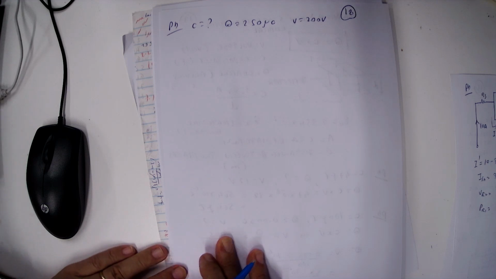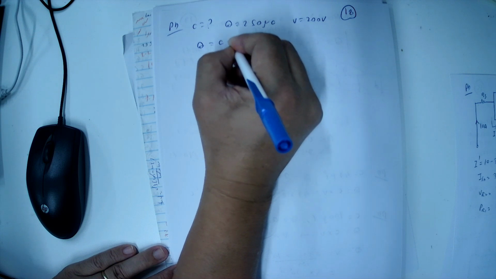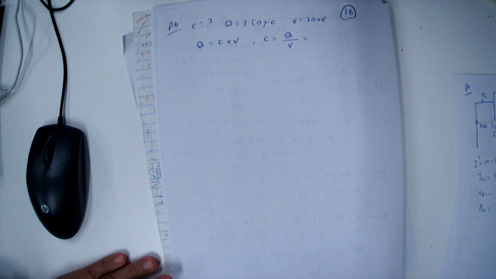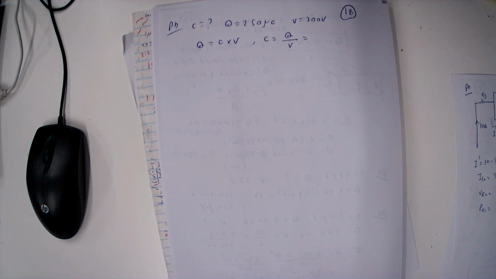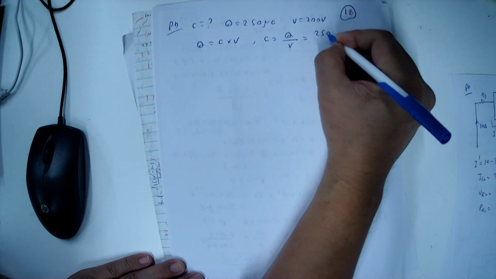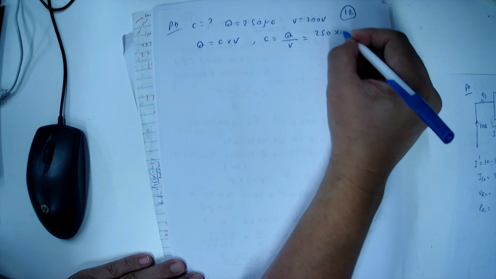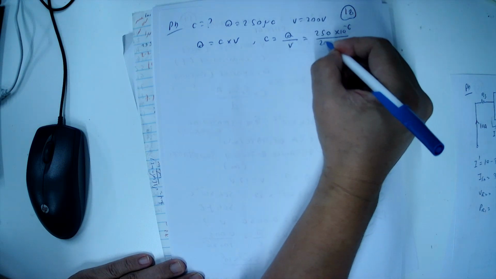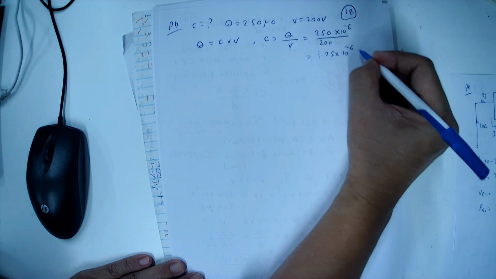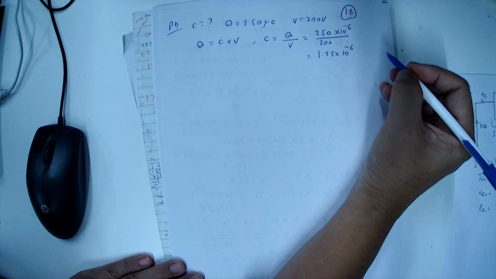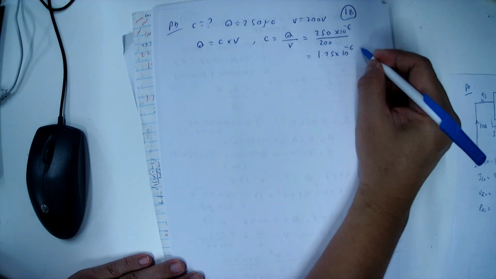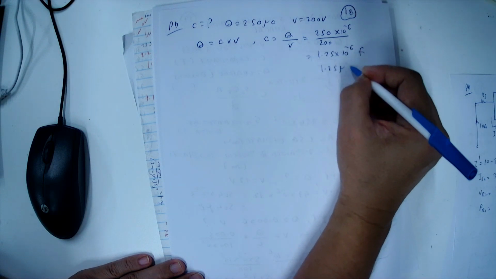So we write down the equation Q equal to C multiply V. Then C equal to Q by V. Charge divided by voltage, we can calculate the capacitance value. So we substitute. In the place of the Q, we substitute 250 microcoulomb. Micro is 10 power minus 6 and voltage 200. So that will be 1.25 into 10 power minus 6 farad or 1.25 microfarad. So this is the answer.